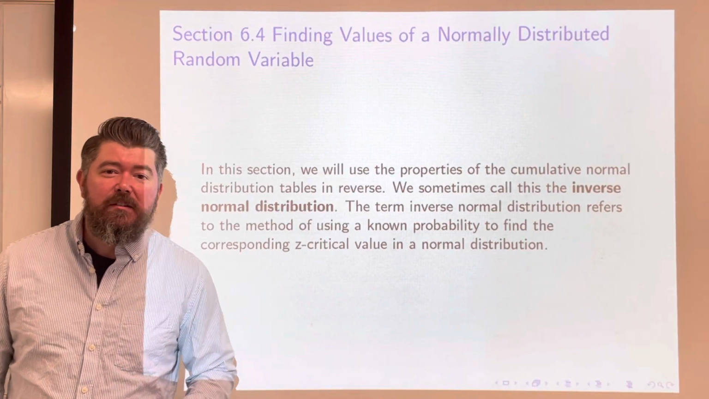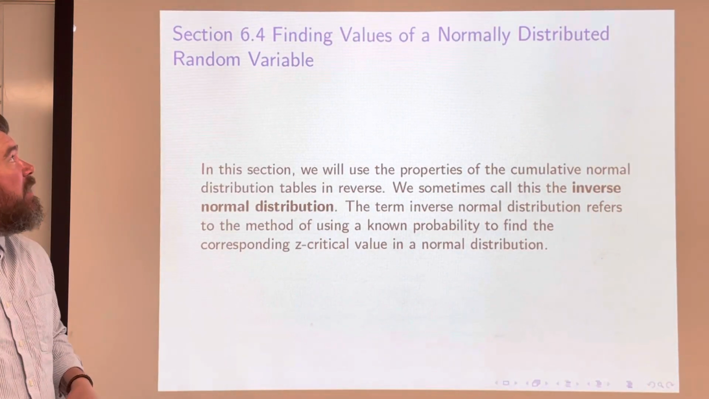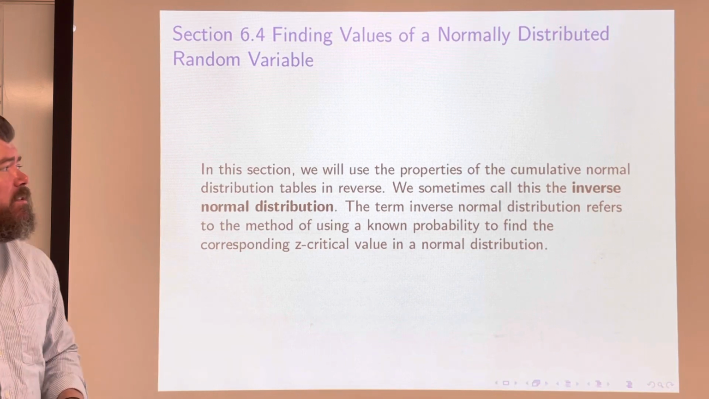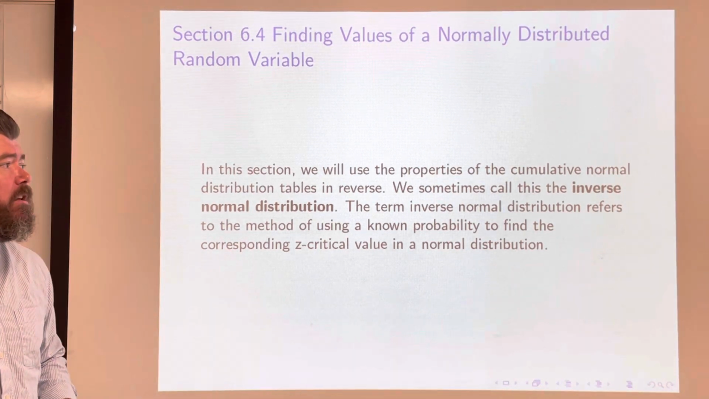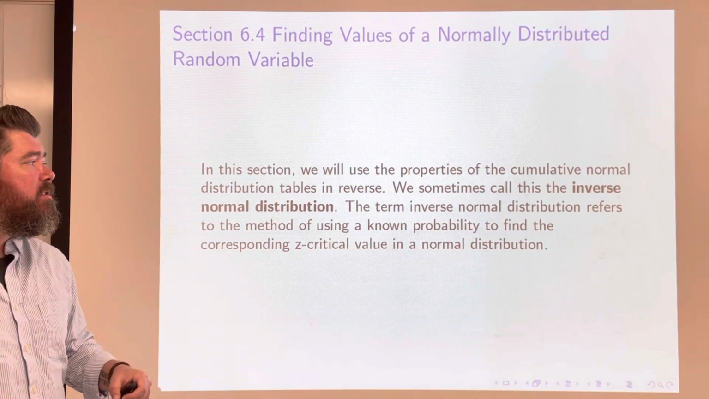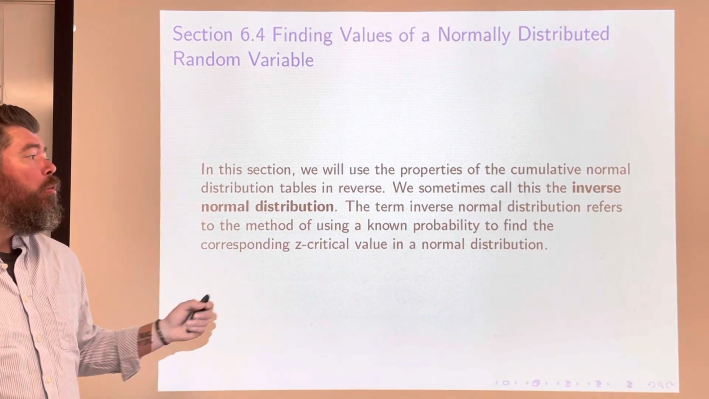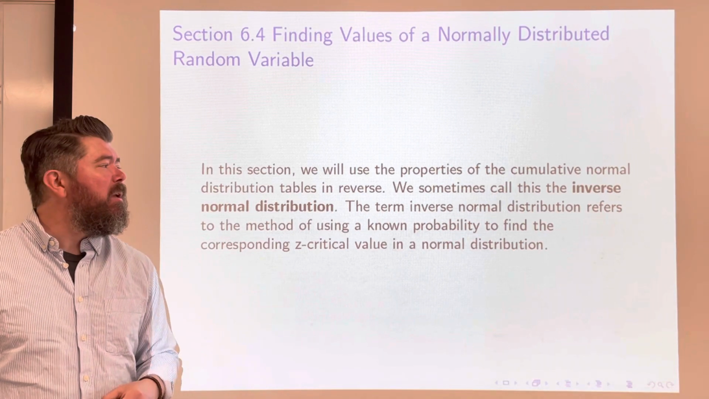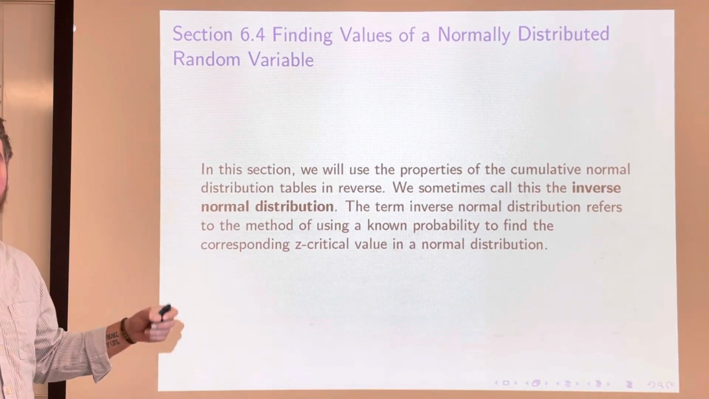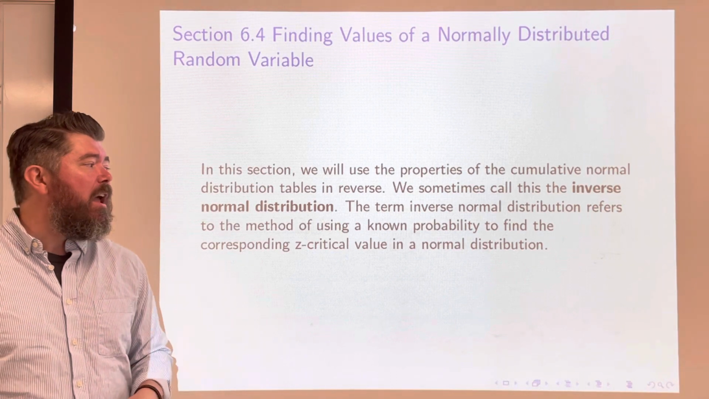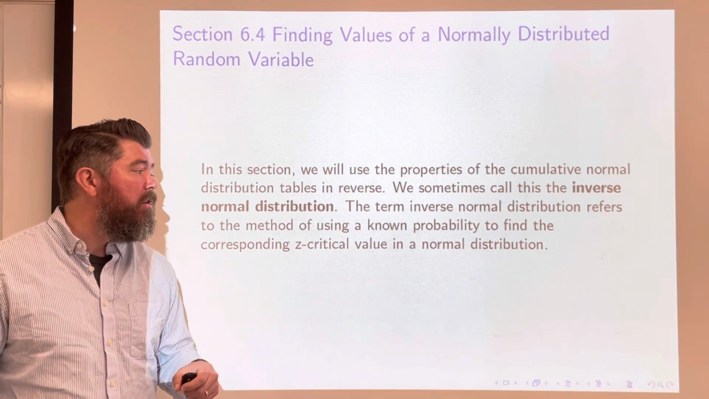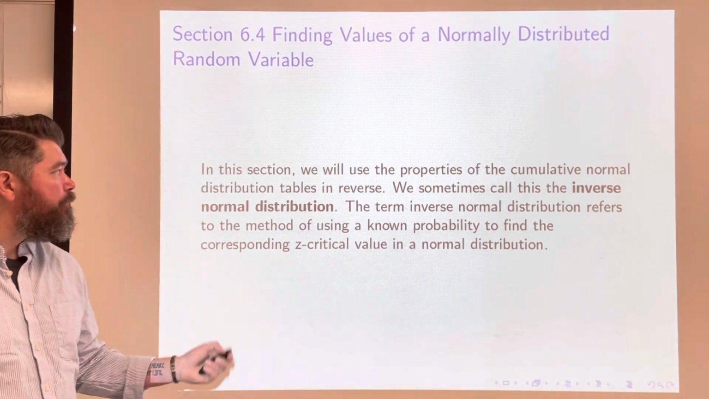Good afternoon, class. Today we will talk about section 6.4, finding values of a normally distributed random variable. In this section, we will use the properties of the cumulative normal distribution tables in reverse. We sometimes call this the inverse normal distribution. The term inverse normal distribution refers to the method of using a known probability to find the corresponding z critical value in a normal distribution.